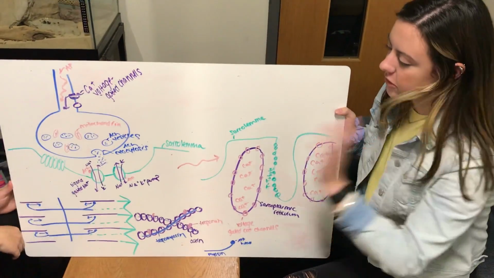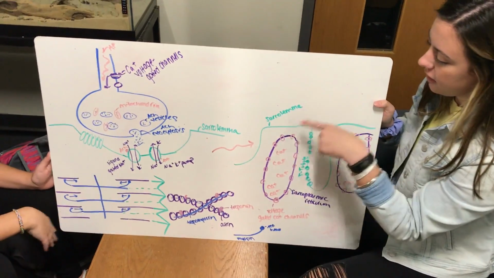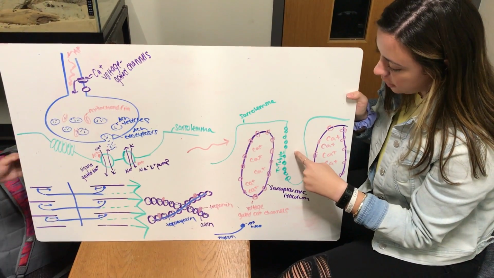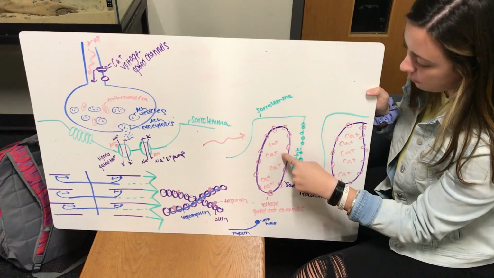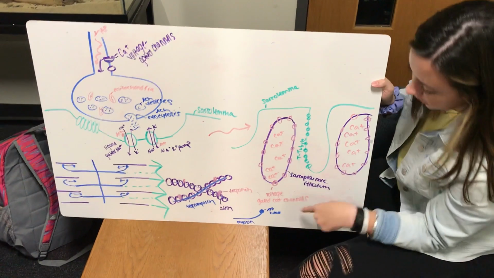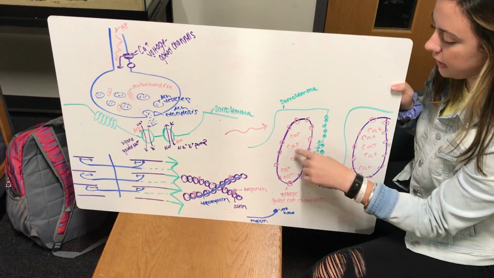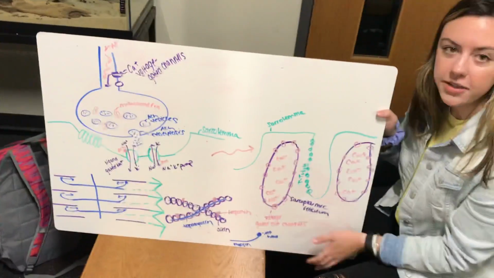And then the action potential, after it crosses, keeps coming, and it goes into the T-tubule, which is this, and the action potential crosses into the sarcoplasmic reticulum through the voltage-gated calcium channels, and once it gets in here, that's what releases the calcium out into the cell.